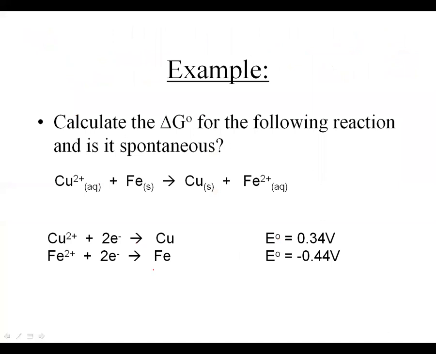All right, so now we did all that review. Let's do some calculations here. Calculate the delta G for the following reaction and determine whether or not it is spontaneous. So you do have the half reactions there, the SRP values. Take a minute or so and see what you come up with, and then we will talk about it.